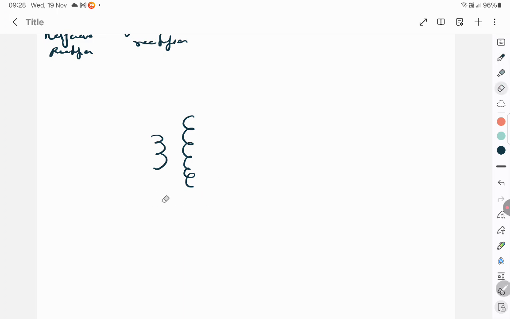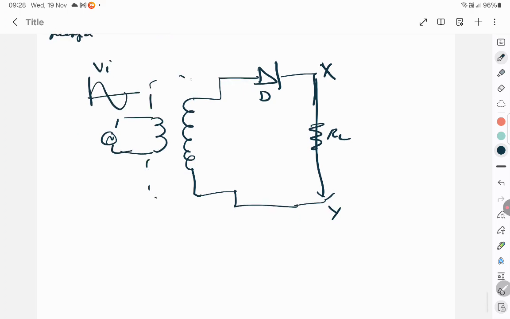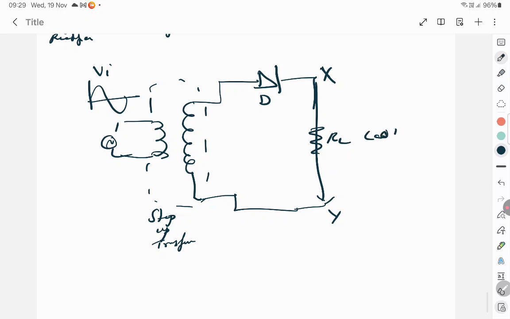So you have a step up transformer to which you are connecting a diode D, and to this you have a load resistor, RL, which is X and Y is connected. Okay, so this is connected to an input signal. The AC input is the voltage input. So this part is called a step up transformer. How do you want to step up or you don't want to step up, it's up to you, but this is what I generally do. And where RL is known as load resistor.